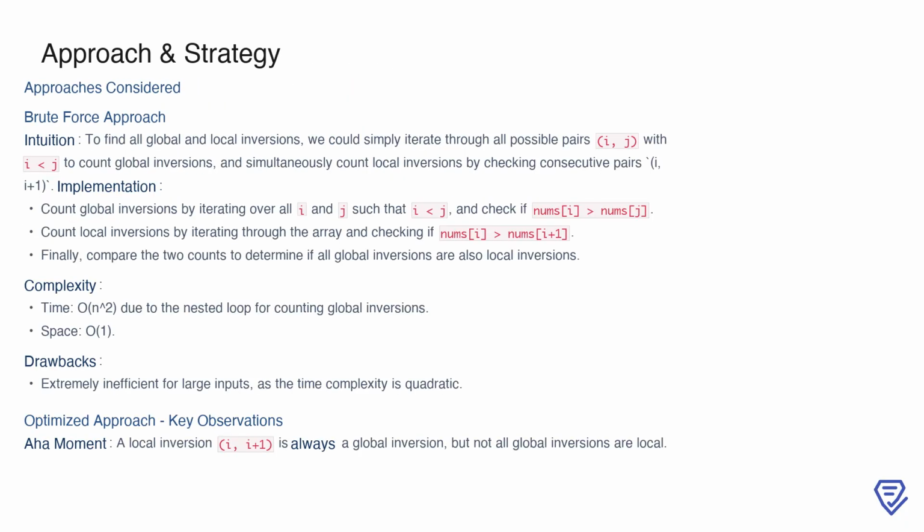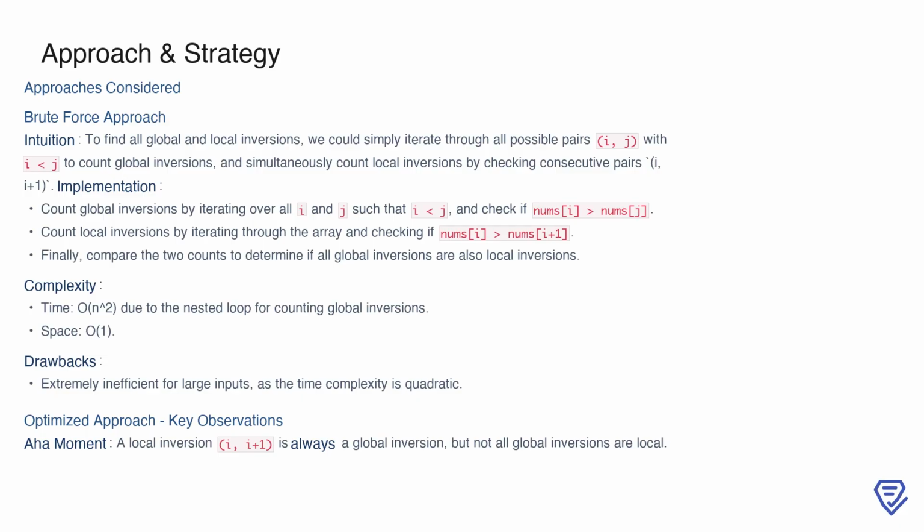To solve the problem of determining whether all global inversions in the array are also local inversions, we first consider a brute force approach. The idea here is to count global inversions by iterating through all pairs i, j, where i is less than j, and check if nums[i] > nums[j]. At the same time, we can count local inversions by examining adjacent elements, specifically checking if nums[i] > nums[i+1]. Once both counts are obtained, we compare them to determine if the condition holds.